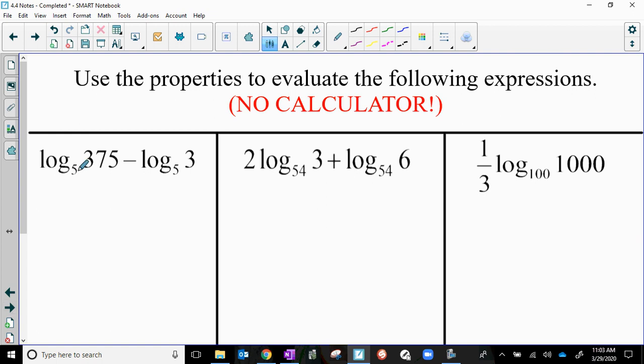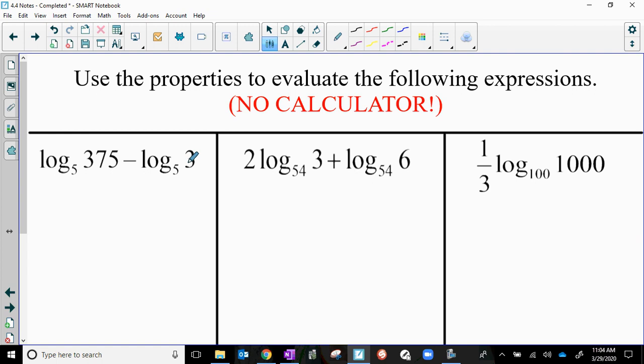So 5 to what power is 375? Well, 5 to the first is 5, second power is 25, third power is 125, fourth power is 625. That's 3 point something. Don't know it. 5 to what power is 3? 5 to the 0 is 1.